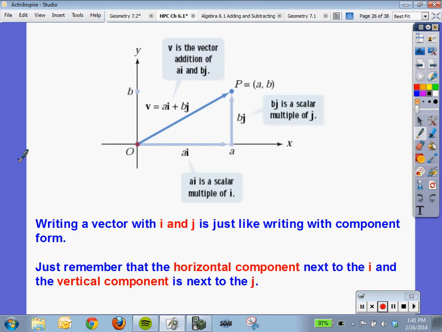So let me take you to this next page here. Writing a vector with i and j is just like writing with component form. Just remember that the horizontal component is next to the i and the vertical component is next to the j. All right? So if we had a vector, say this is 5i plus 3j, in component form, what we're used to, that would be written as 5 comma 3. Okay? And that's it.